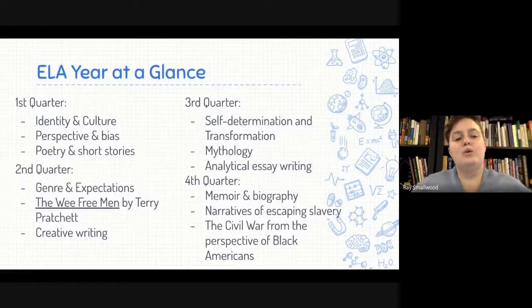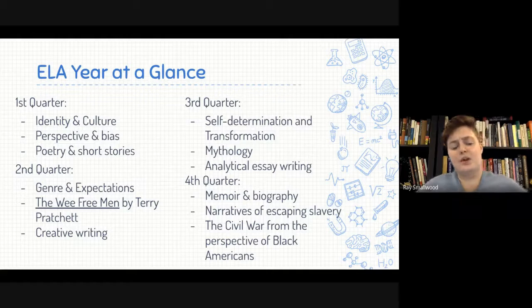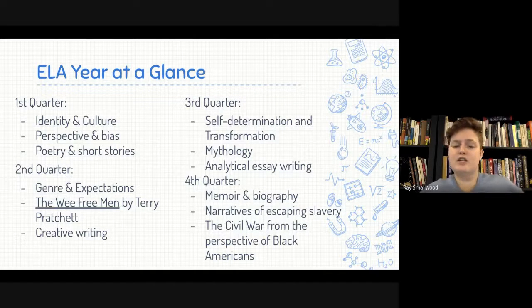In English, we will be looking in the first quarter at identity and culture, with a special note towards perspective and bias, reading and working primarily with poetry and short stories. In the second quarter, we're moving on to focus on genre and expectations. We'll hopefully be reading the novel The Wee Free Men by Terry Pratchett, and we'll be focusing on creative writing. In the third quarter, we'll be looking at self-determination and transformation, specifically in mythology, and we'll be working on analytical essay writing. Finally, in the fourth quarter, we're going to sync up with social studies. We're going to look at memoir and biography, specifically narratives of escaping slavery and the Civil War from the perspective of Black Americans.